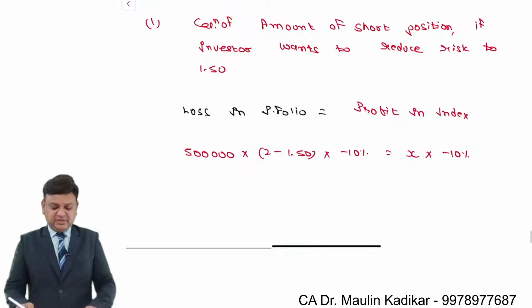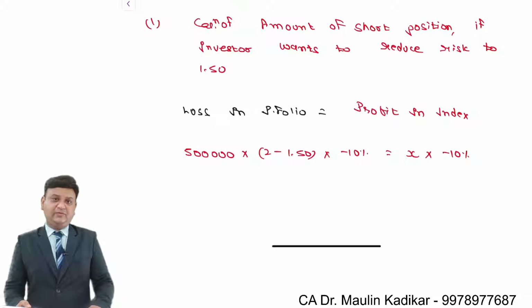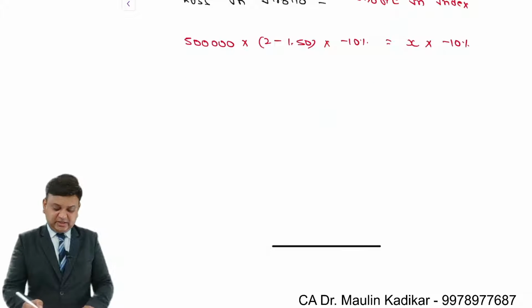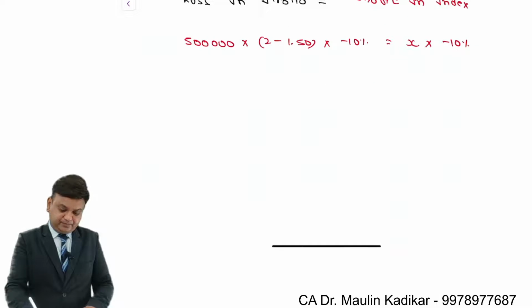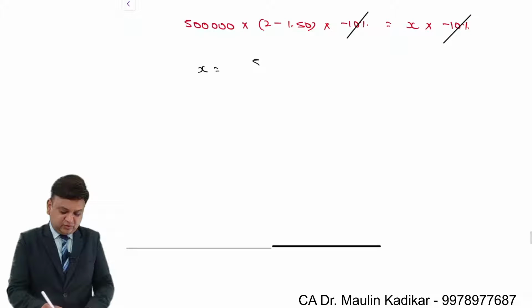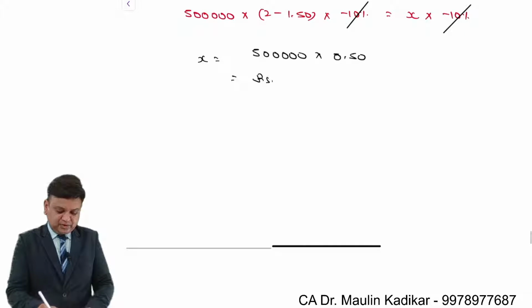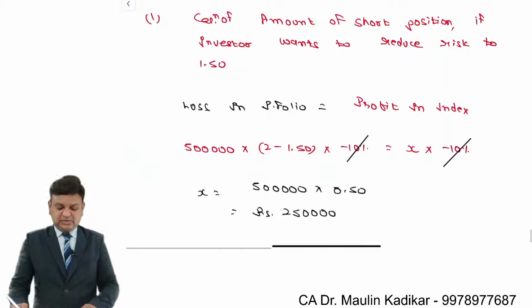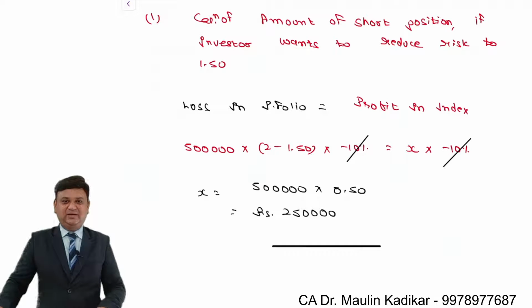We want to have the partial hedging. Right now the beta is 2, you want to reduce it to 1.5. So there is a reduction of 0.5, into negative 10%. Again this negative 10% is cancelled. So the answer of x will be equal to 5 lakhs into 0.50. That comes to rupees 2,50,000. So this is the amount of the short position required.